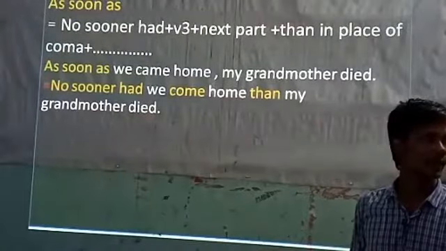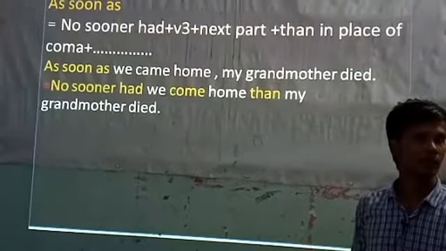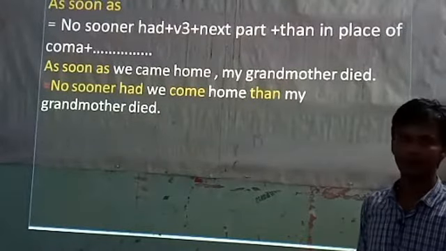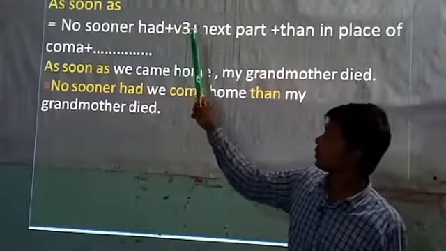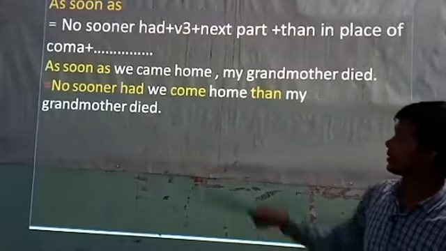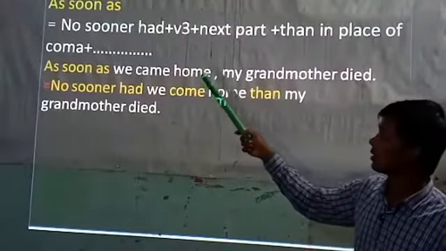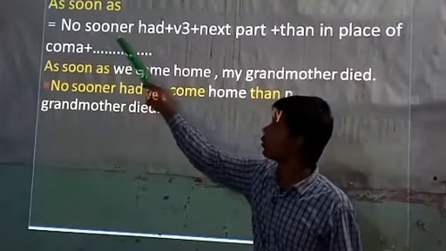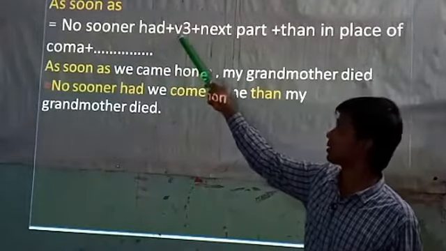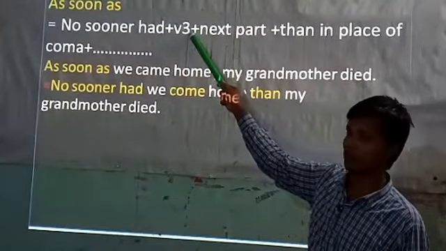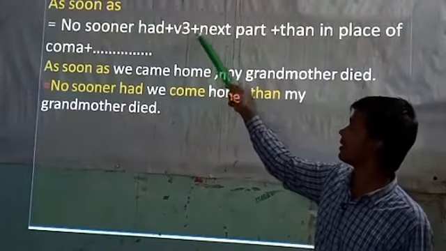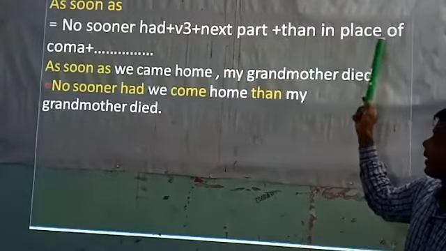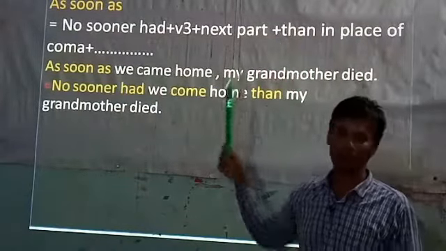Rule 7. As soon as. If any sentence is connected with as soon as, at the beginning in place of as soon as you will write no sooner had plus V3, means past participle form of the main verb, plus next part, plus than in place of the comma, plus next part.